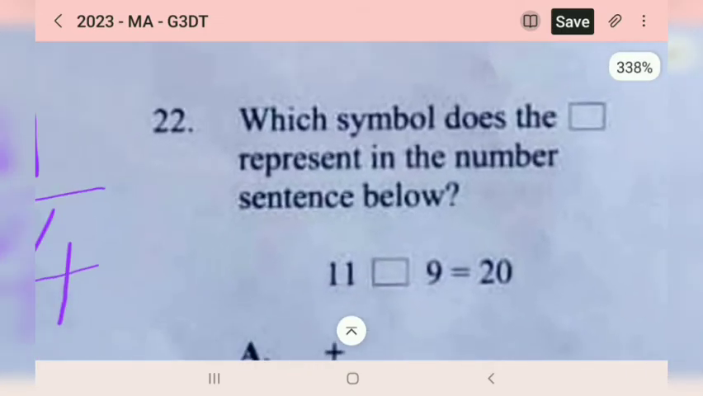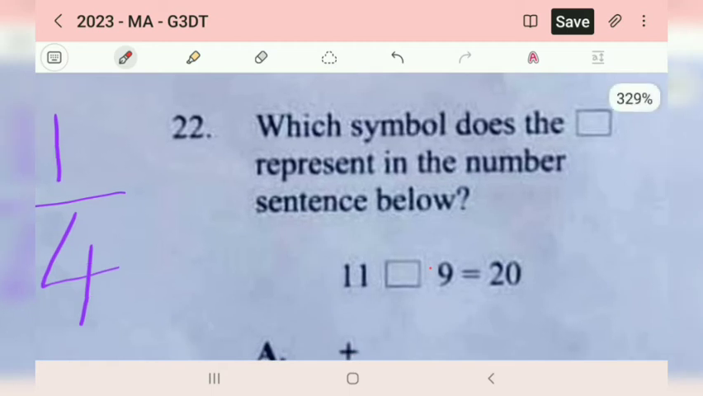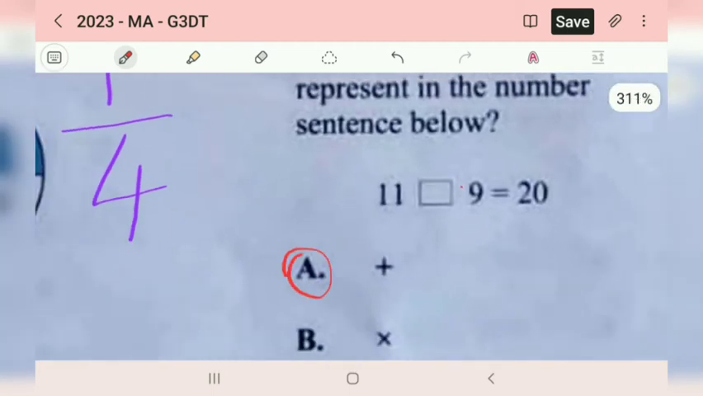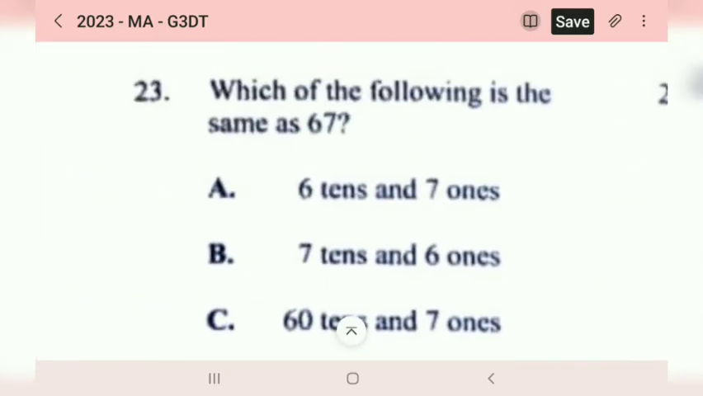22. Which symbol does the box represent in the number sentence below? So if it's addition, 9 plus 11 is 20. So we don't need to check anything else. It's at A. A is our answer. 11 plus 9 equals 20. 11, 9, put our sign. 9 and 1 is 10. Rename that 1. Get it? Yes or no? Okay, 1 plus 1 is 2. That's 20. Good job.